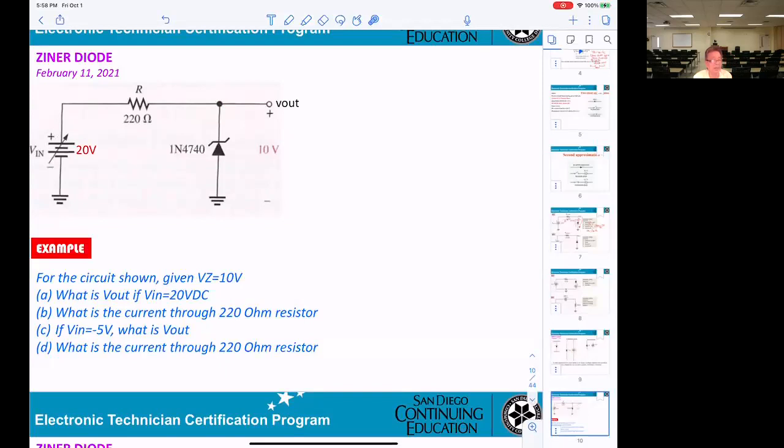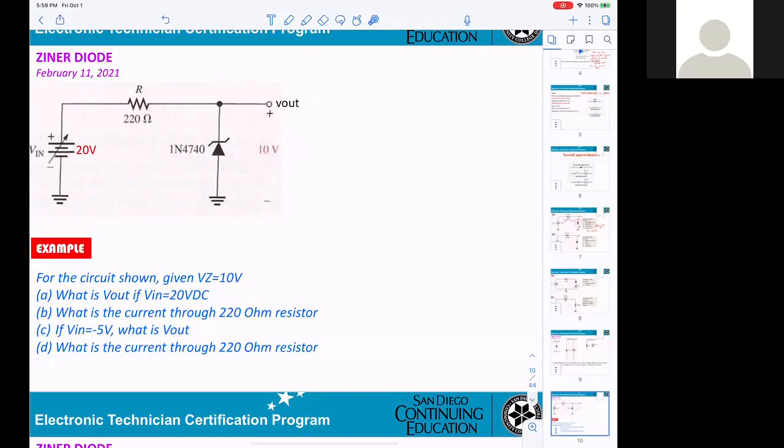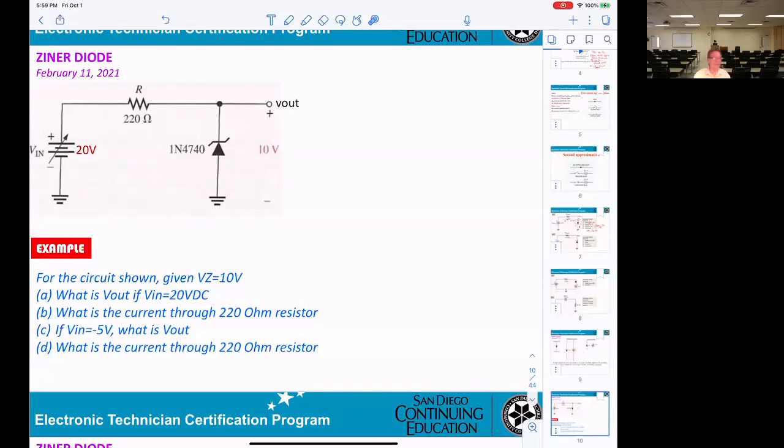So in order to do that, before you can say breakdown or not, you suppose no diode here. What is V out? If you don't have any diode here, what is V out? 20 volts. And 20 is higher than 10. Yes, so they break down. But you cannot just say they break down. You have to prove it.